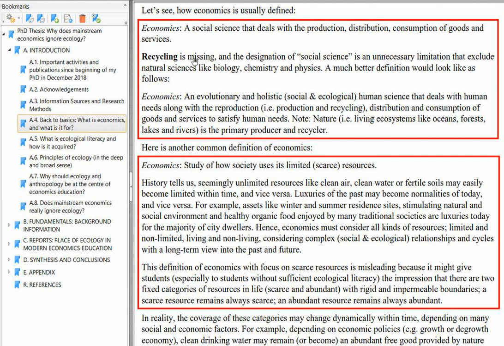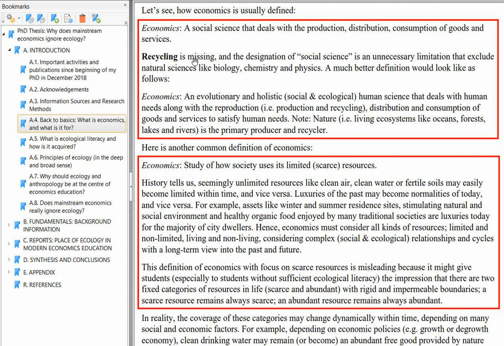And in a sub-chapter under introduction, back to basics, what is economics and what it is for, I analyzed the popular definitions of economics. Two examples. And I showed that even these official definitions are misleading.